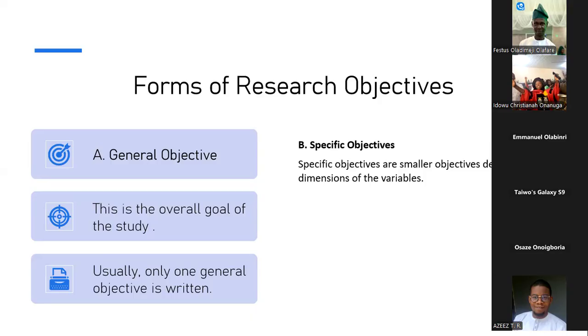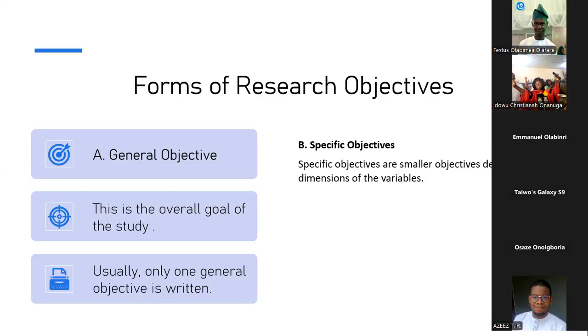Welcome back. Generally there are two forms of research objectives. The first one is called the general objective, while the second one is specific objectives. So when you are talking about general objectives, it is the same thing as your research aim. You want to achieve it. That is your overall aim. That is your general objective.